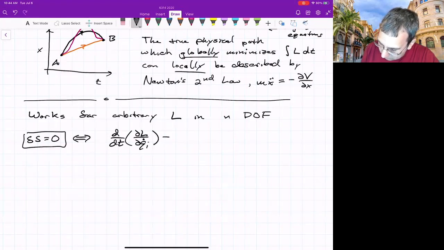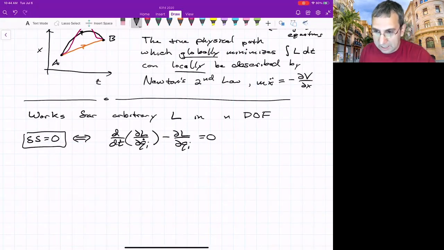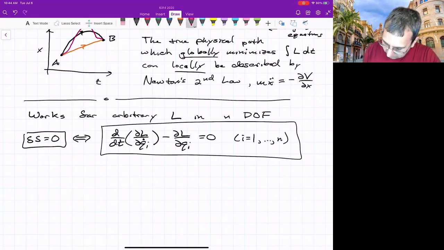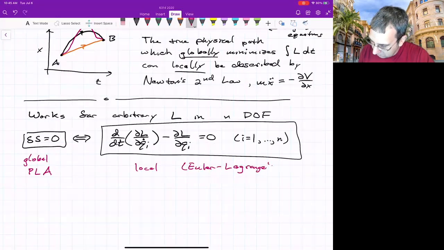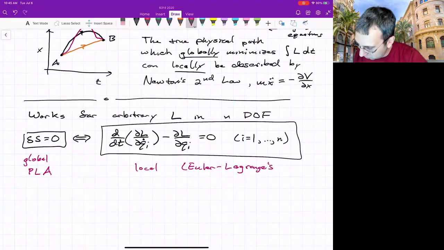Now I'm using the q's like we have usually seen. You get this in each of the degrees of freedom, so for each index i. So again, this is global, the global, what did I call it? Principle of least action. And this is local. And it's sometimes called, instead of the Lagrange equations, mathematicians will call them the Euler-Lagrange equations.